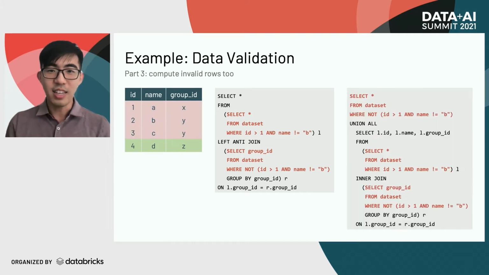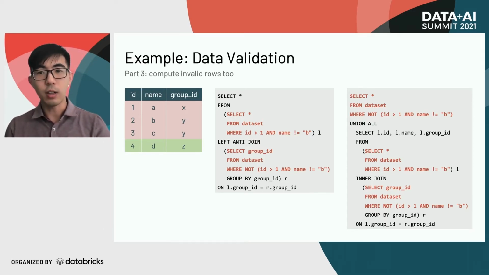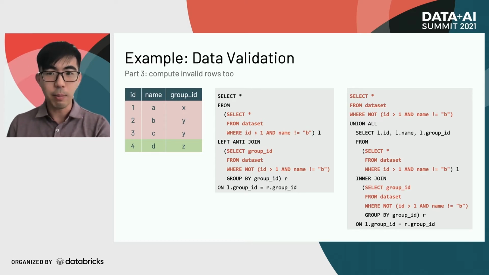And just to make it even more interesting, let's say we want to compute the other side of the filters as well. To compute all the rows that didn't pass, we have to first get all the ones that didn't pass the filter, and then union that with all the ones that did, but also have the bad group ID. The SQL here is not really important. The important part here is that for something seemingly simple, we already have many self-unions and self-joins.